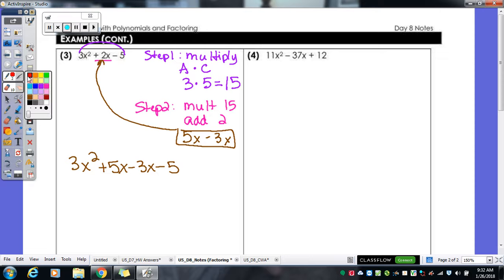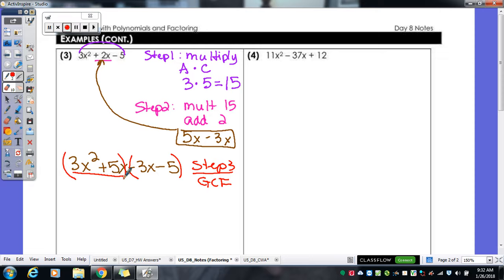So all we've done so far is we just kind of broke it apart to make it a little easier to see. So step 3, you're going to do some GCF factoring. You're going to look at your first 2 terms, and then you're going to look at your last 2 terms. So looking at just the first 2, what is their GCF here? X. They both have an x, lowest exponent being a 1. So I'm going to pull the x out, and then I have a 3x plus 5 right there.